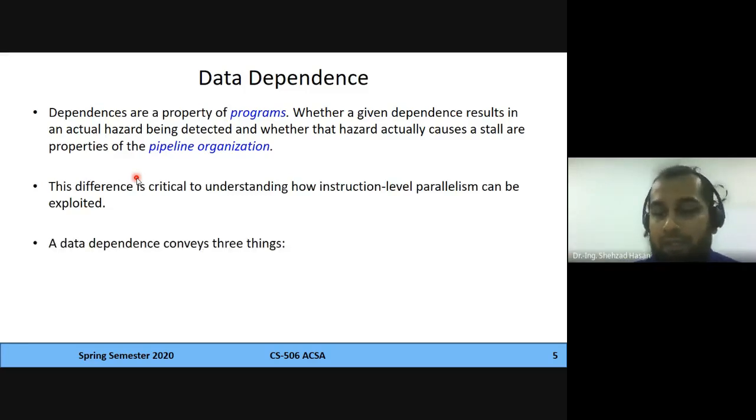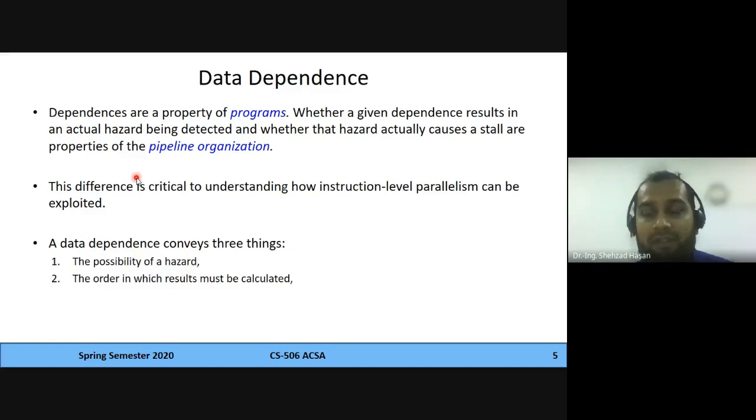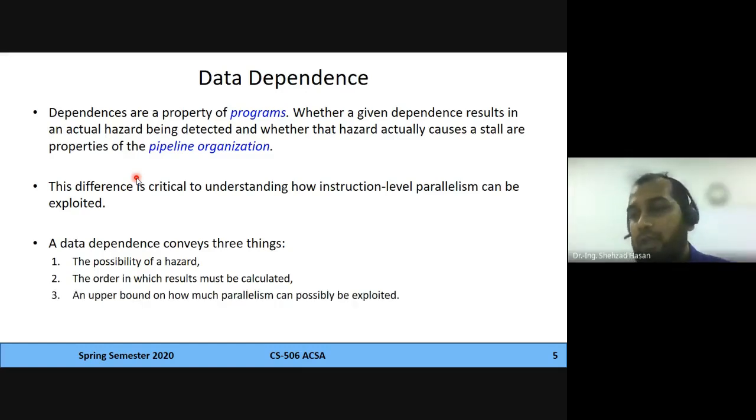So this is very critical, and data dependencies convey three things. They tell you about the possibility of a hazard, that the hazard can come, and they also tell you about the order in which the results must be calculated. If two instructions are dependent, you cannot have the second one before the first one, right? And they give an upper bound on how much parallelism is possible, because if there are more dependencies in your program, then you don't have many instructions that can be shifted or utilized to reduce the CPI.